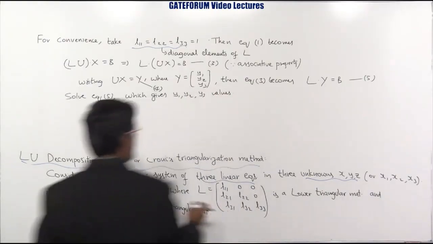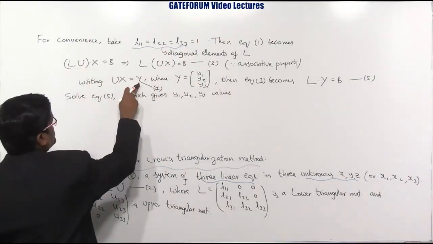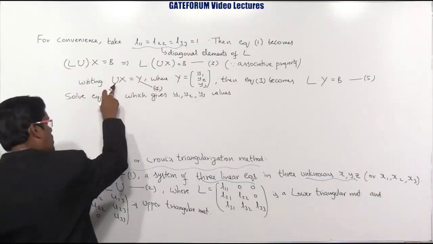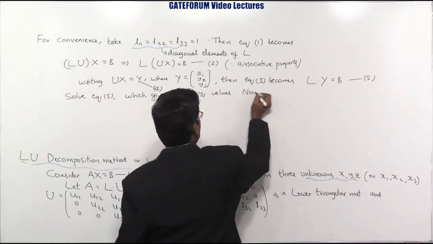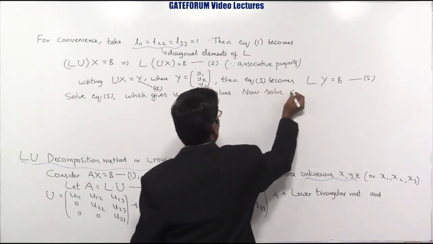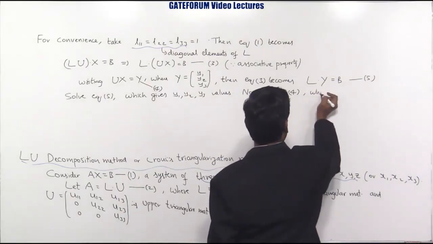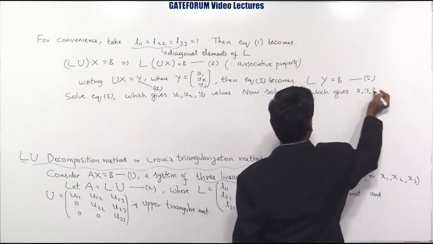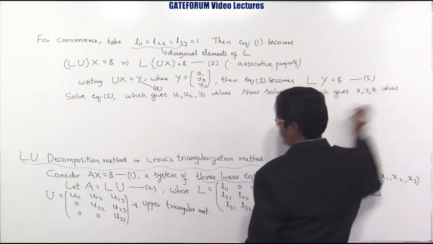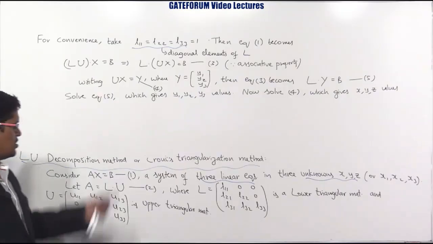Now after getting y1, y2, y3, go to Ux = Y. Here Y is solved, now X is unknown, U is already solved from equation 4. Now solve 4, which gives x, y, z values. So no explanation, just observe.